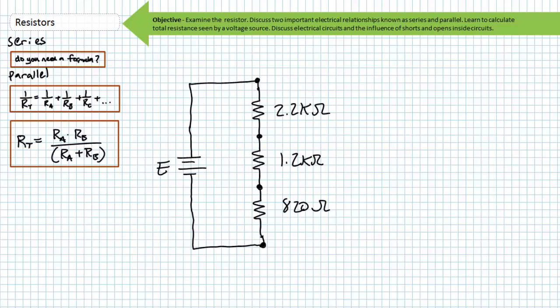Okay, first up in our example problems is this relationship here. Is it series or parallel? Pretty obviously it's the series relationship because there is one path. In this case, all you've got to do for a series relationship to determine the total resistance seen by our voltage source is add them up.